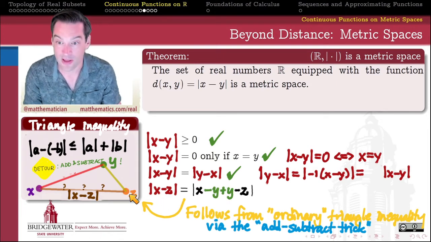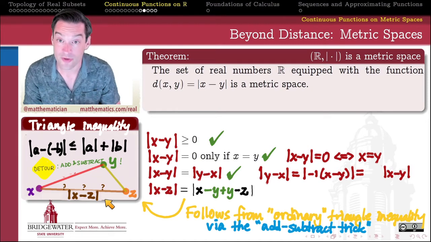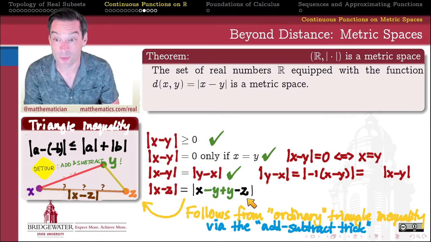I take the absolute value of x minus z, which I'm interested in finding an upper bound for, so I want to control this thing from above. And I don't know how to do that, so I add the stopover at y, and I subtract y and add y in the same spot in the middle. So instead of x minus z, I have x minus y plus y minus z.